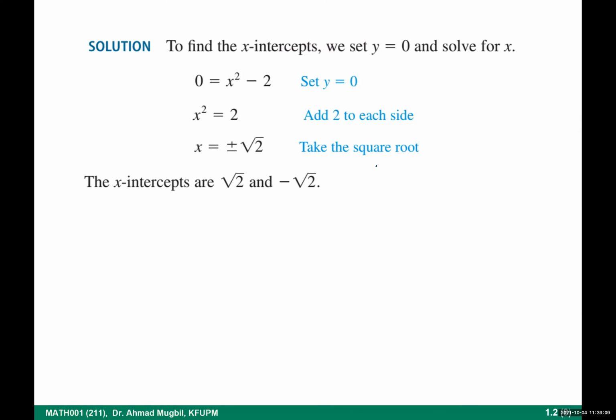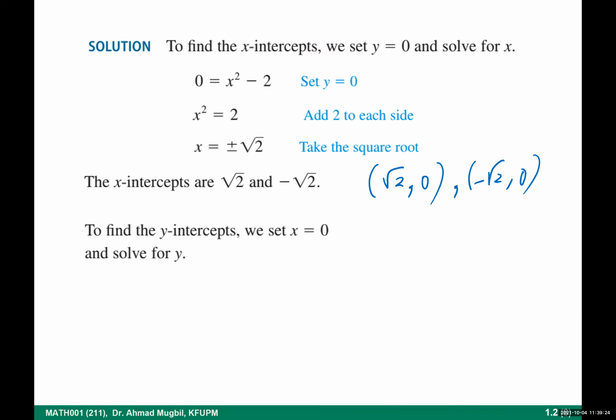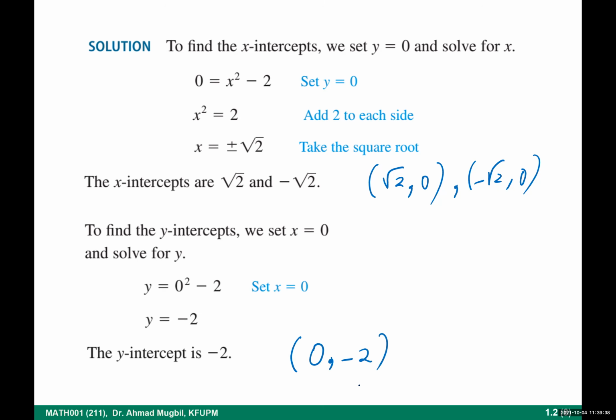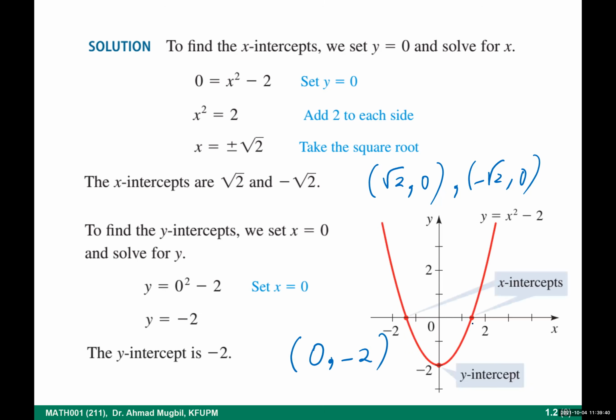If you want to write them as points, what will you say? Square root of 2 and 0, and negative square root of 2 and 0. So these are the points of intersection, the x-intercepts as points. Similarly, to find the y-intercept, set x equal to 0 and solve for y. Here we have one y-intercept: 0 and negative 2. X is 0, y is negative 2. If you sketch the graph, these are the points of intersection with the x-axis, and this is the y-intercept.